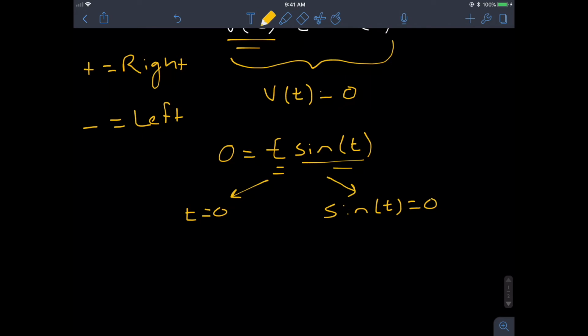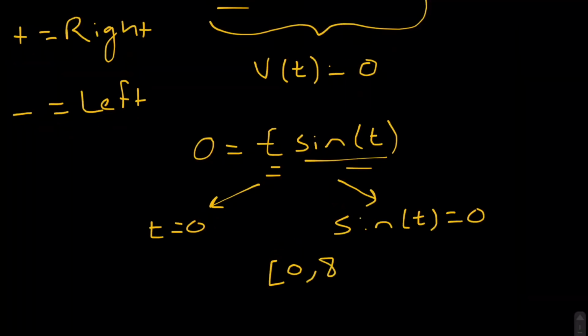Now remember, we're working on an interval here, which means our domain is restricted to 0 to 8. On this interval, sine of t equals 0 when t equals 0, pi, or 2 pi.